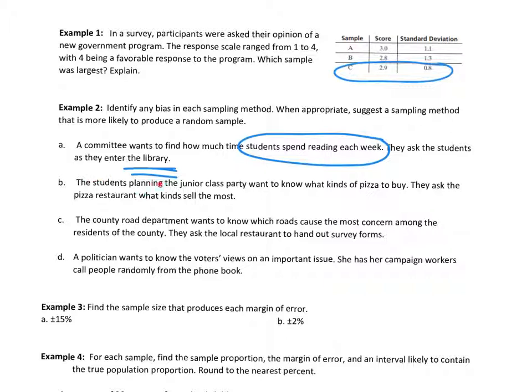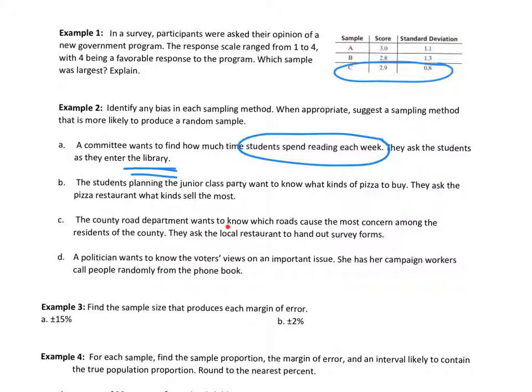Second one, the students planning the junior class party want to know what kind of pizza to buy. They ask the pizza restaurant what kind sell the most. I think that is a good idea. So I wouldn't say this one was biased, because generally, high school juniors are probably going to order the same type of pizza that other people in the community would order.